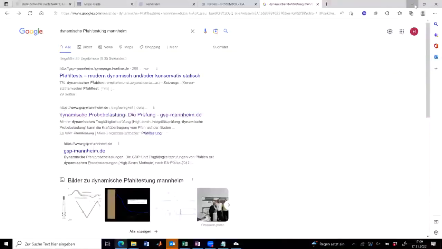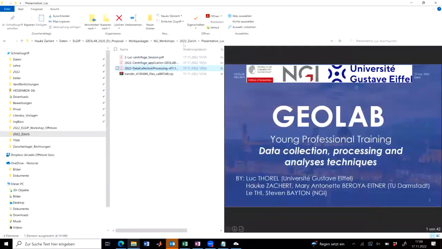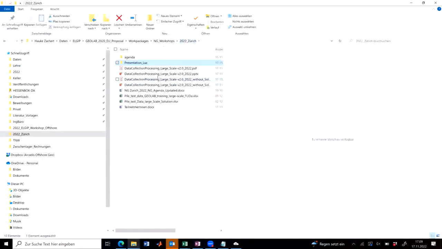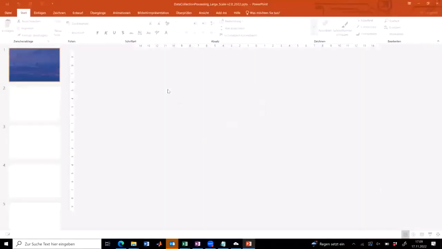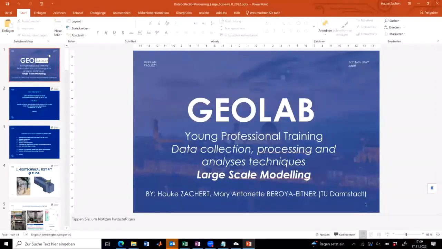So, Hauke is the professor from the Institute in Geotechnical Engineering at the Technical University of Darmstadt. And he will present you with another flavor of a similar approach. So in this case, it's not centrifuge modeling, it's more on field scale modeling. So how you deal with the design and data collection of a large scale model.